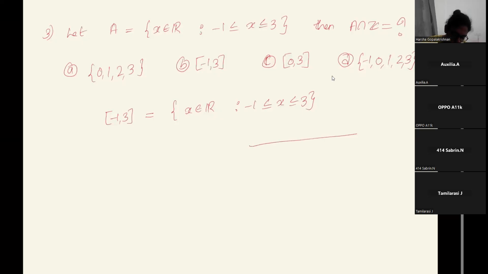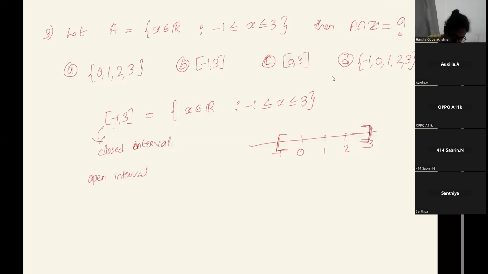So if you are representing it on the number line, this is 0, -1, 1, 2, 3. So the set of all elements in the real numbers from -1 to 3 is the set [-1, 3]. This is the notation. If we are taking the square bracket, we will call it as closed interval. In the same way, we have one open interval concept also.